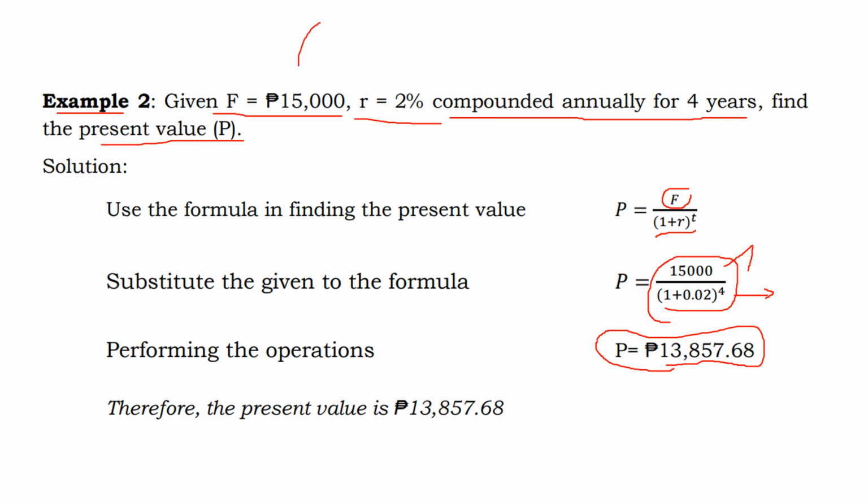So since your future value is 15,000, more or less, this money earned 1,100 plus pesos, because the principal is only 13,857, and after 4 years, it becomes 15,000. Therefore, it earns more than 1,100 pesos. Now, since we're asked to find the value of your present value, then our final answer is 13,857 pesos and 68 centavos.